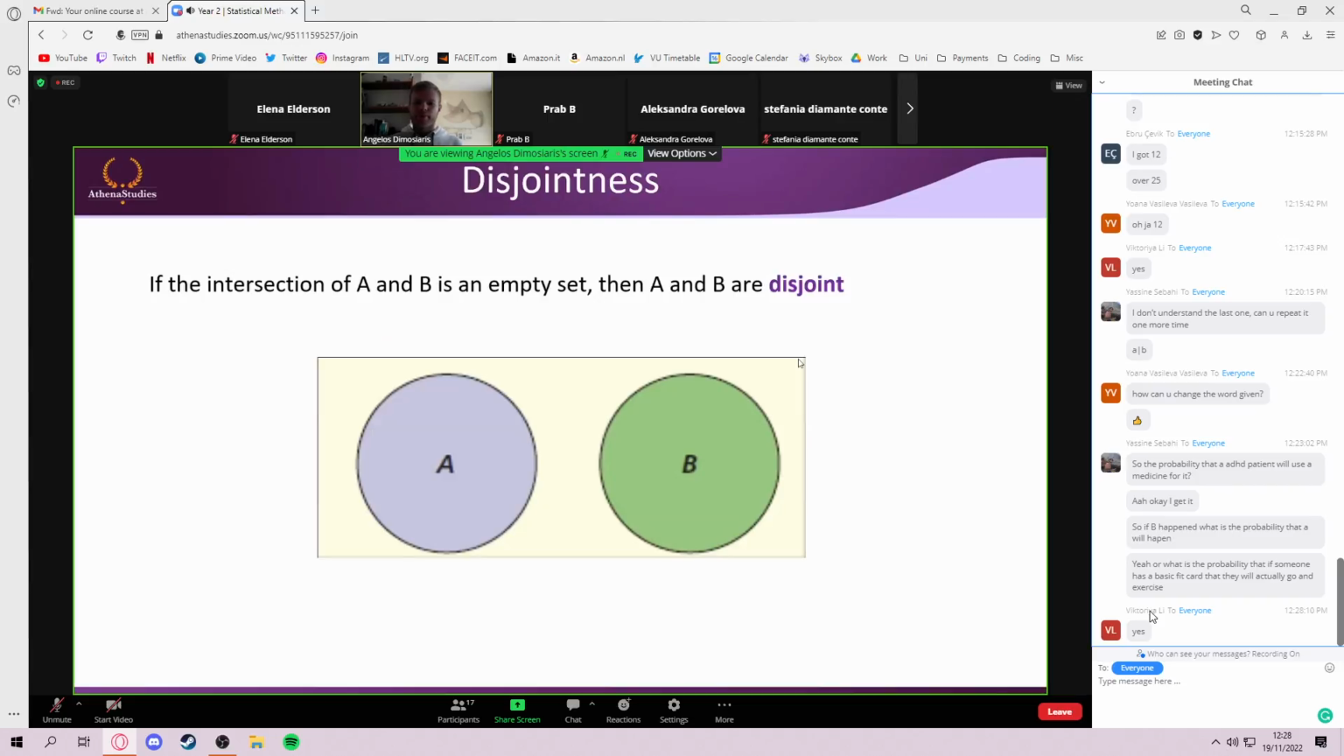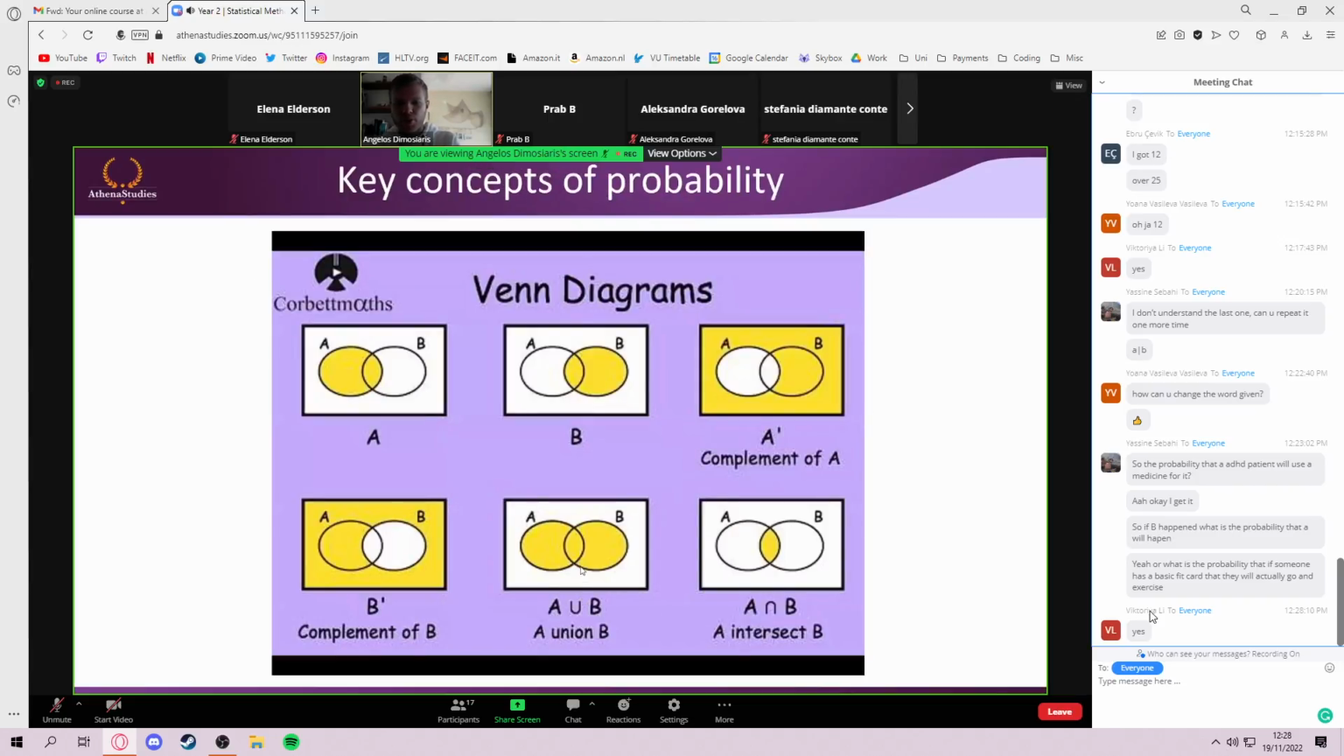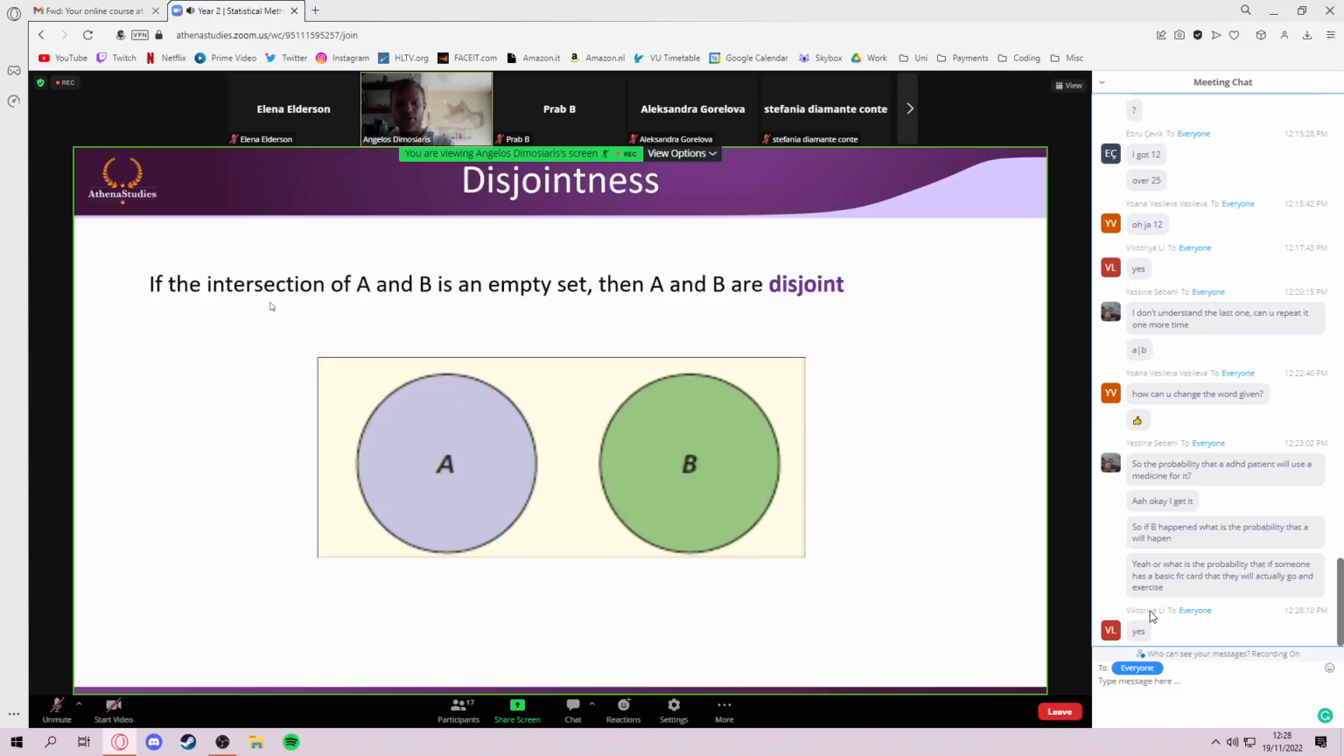So, as we said before, union is when you have both, intersect is when you have the common space. Okay, so what happens if the intersection of A and B is empty space? It doesn't exist. Like here, we have A on the one side and B on the other side. There is no intersect. There is no connection between these two. So in that case, A and B are disjoint events.